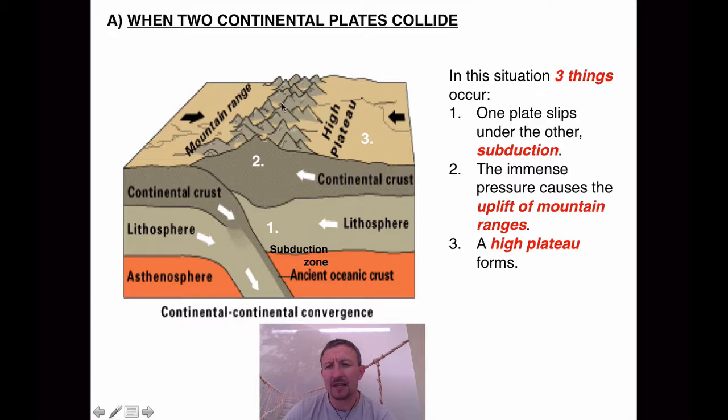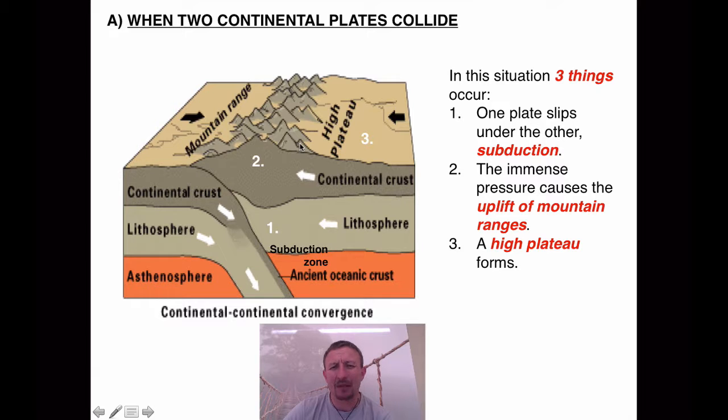So, three things we need to be aware of. One plate slips underneath the next when we get two continental plates colliding, forming a subduction zone. We get a range of mountains which are going to generate, and we get a high plateau on the area where the plate is not slipping underneath.